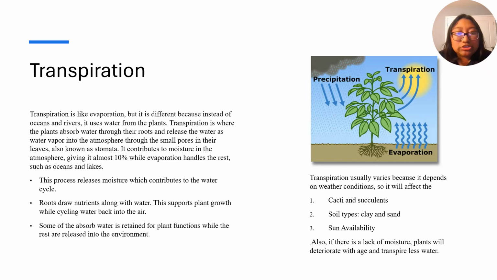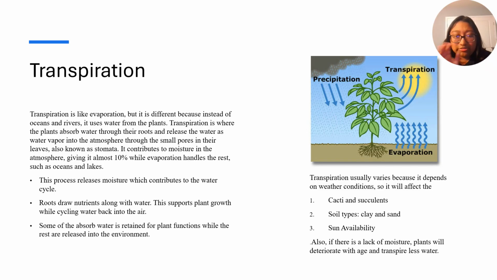It contributes to moisture in the atmosphere, giving it almost 10%, where evaporation handles 90%, such as oceans and lakes. The process releases moisture, which contributes to the water cycle. Roots draw nutrients along with water. This supports plant growth while cycling water back into the air.